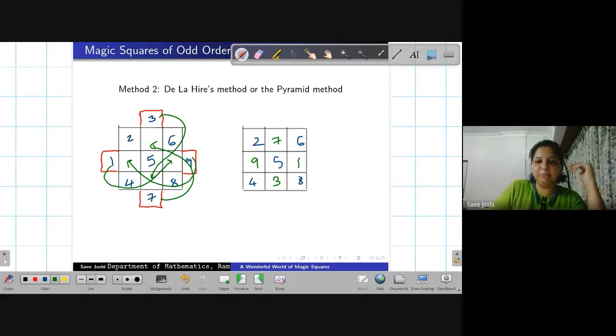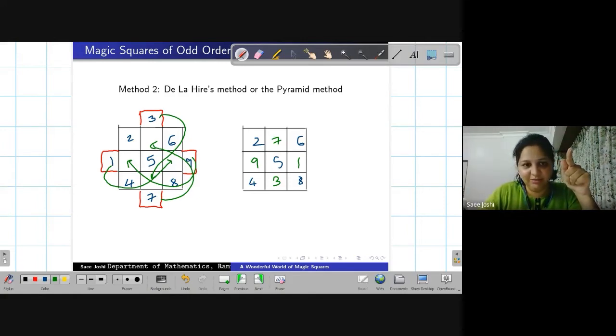Okay, so this is called the pyramid method. You can try doing this for a 5 by 5 square. Okay, so for a 5 by 5 square, shall I show it to you or do you want to try? Okay, maybe I'll show it to you.